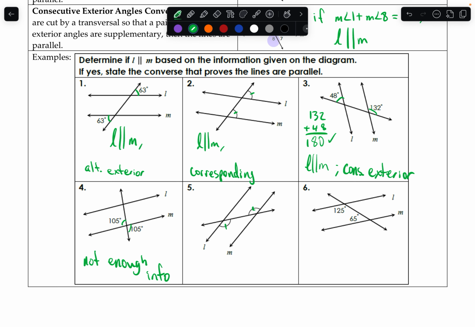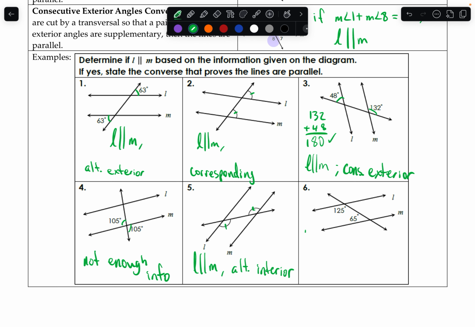Next up, we've seen this before. Those are alternate interior angles, and they are congruent as indicated by those arches. So we are going to say, yes, L is parallel to M because of the alternate interior converse. They're congruent.